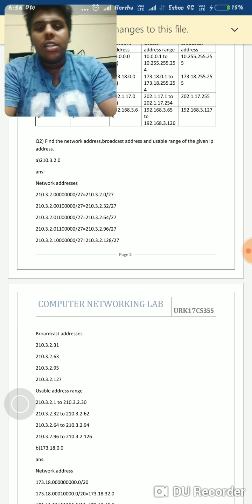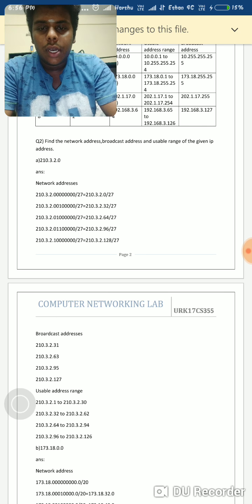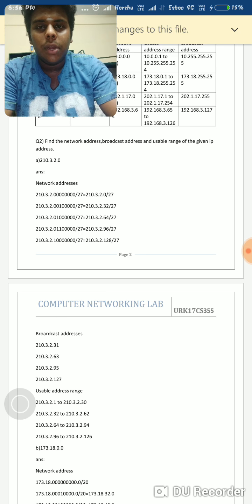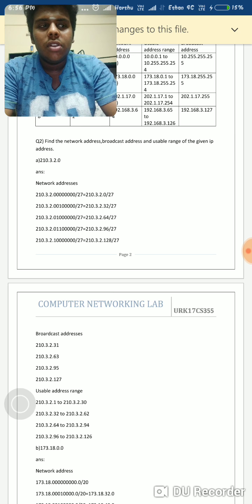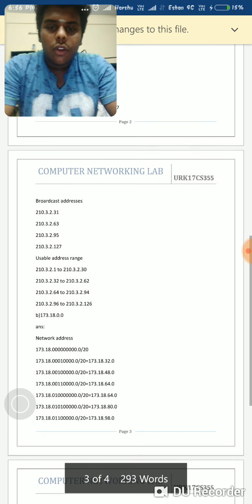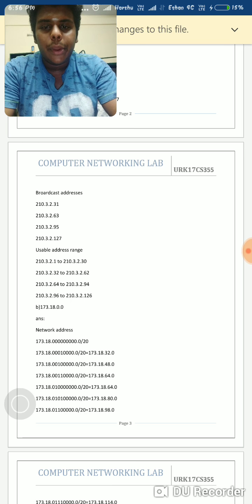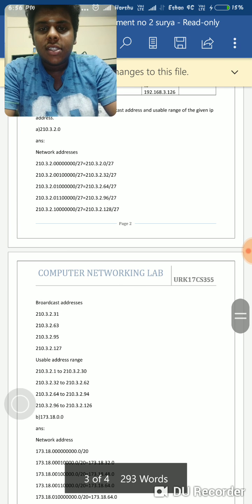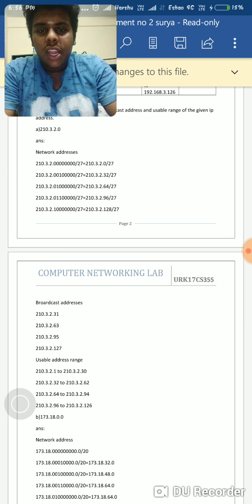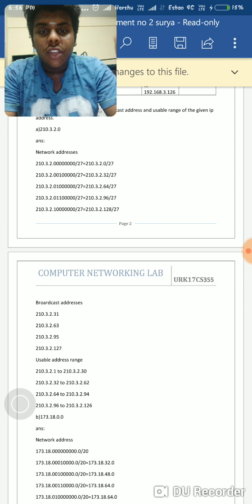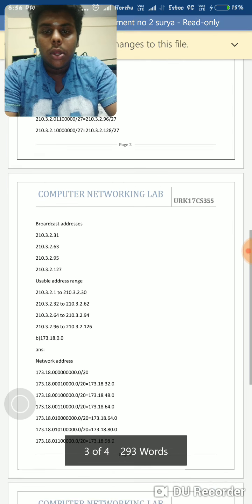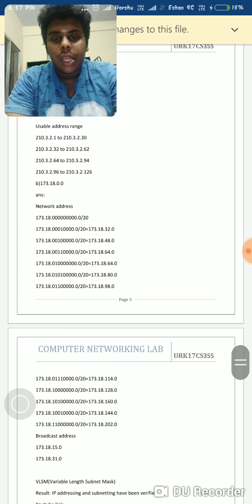For this, we should divide the IP address by the slash symbol, not direct division. We should use slash 27. The broadcast address is 63.95.127, and the network address is 64.96.128.